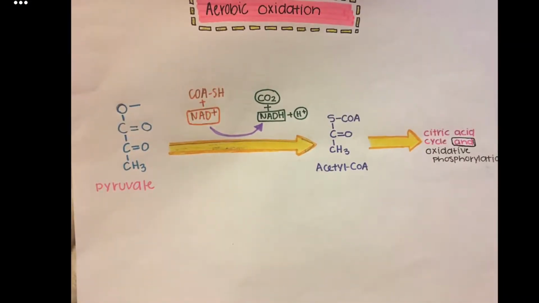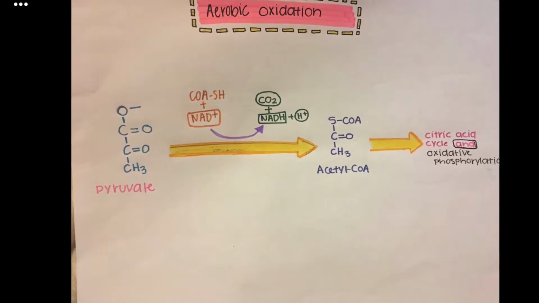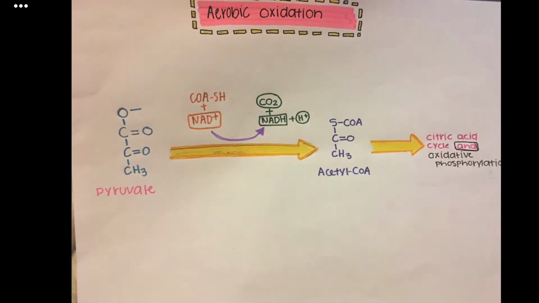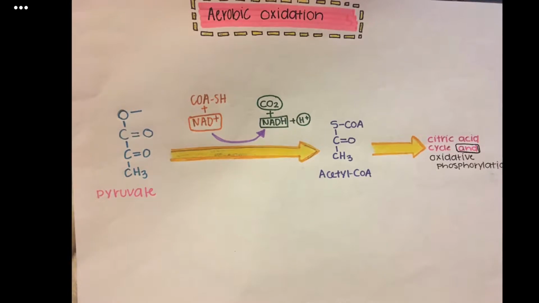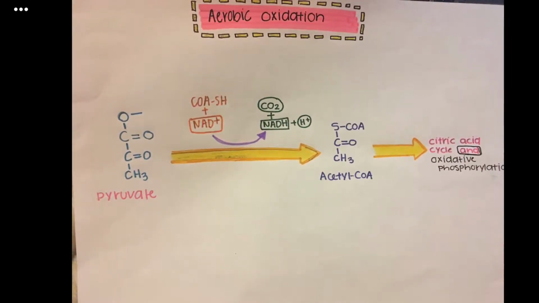Aerobic respiration is a process that requires oxygen to perform inside the cell. Anaerobic oxidation is a process that we will see later on in the video, which does not require oxygen and happens right after glycolysis.